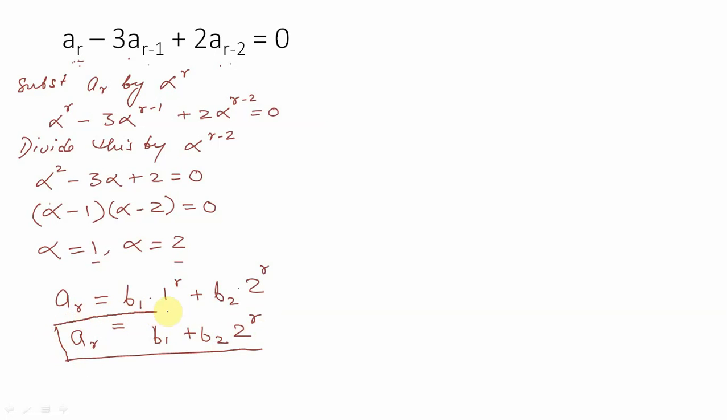As this recurrence relation was homogeneous to start with, it was not a non-homogeneous recurrence relation. So this solution is not only the homogeneous solution, but also the general solution. I don't have to find the particular solution, as this recurrence relation was homogeneous in nature.